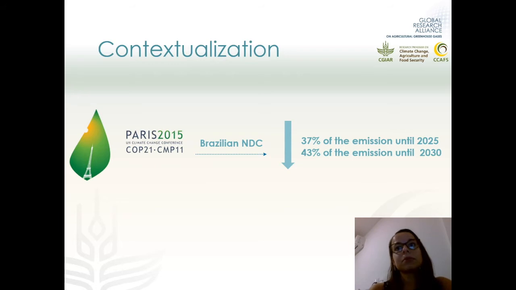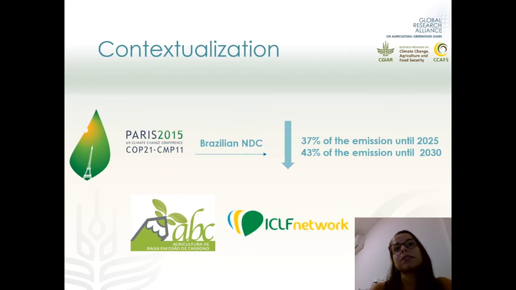So for all the sectors, the Brazilian government created plans to achieve this goal. For the agricultural sector, the government created the Low Carbon Agriculture plan. That's a plan that creates technologies to develop a more sustainable agriculture. One of the technologies is the integrated crop livestock forest systems, and they created the ICLF network to implement this technology and to increase the agricultural areas using it. Nowadays, Brazil has 15 million hectares with this technology.